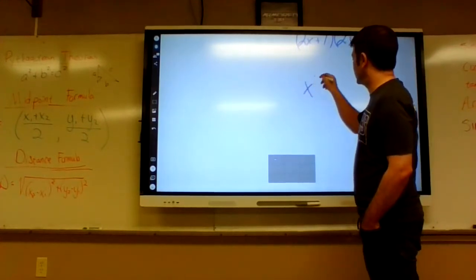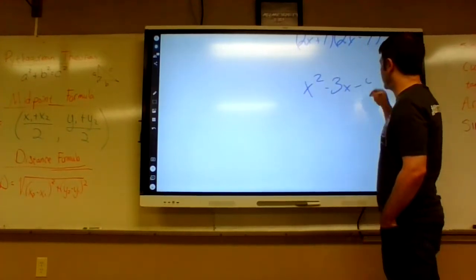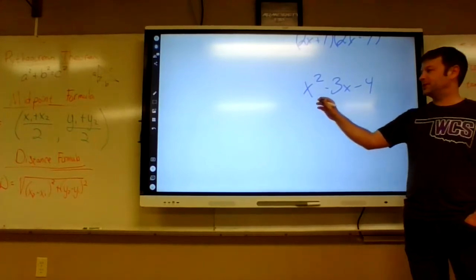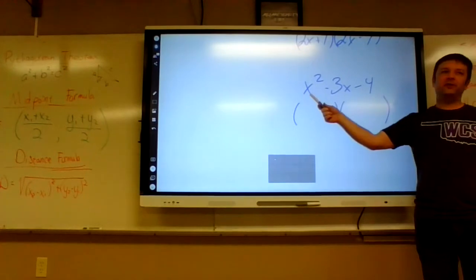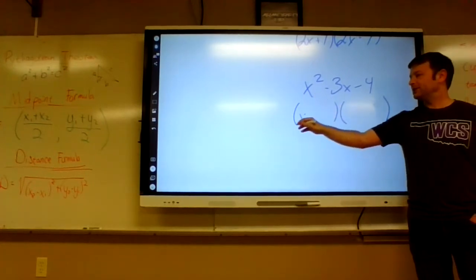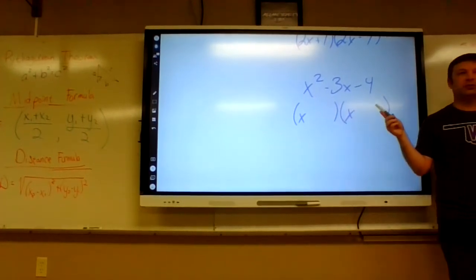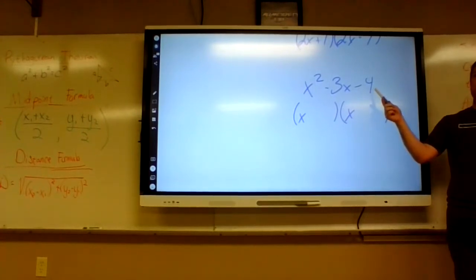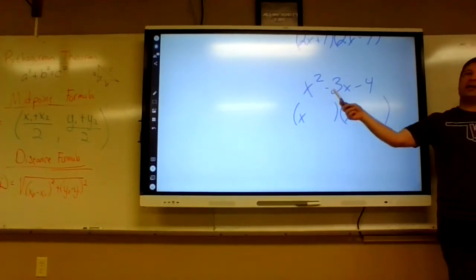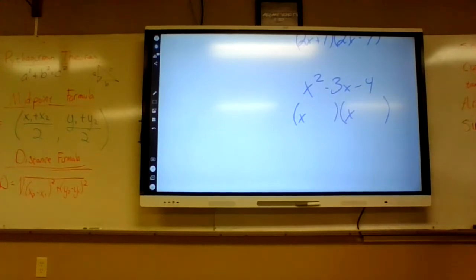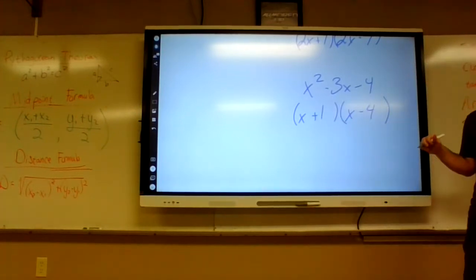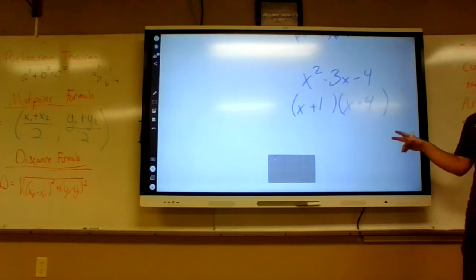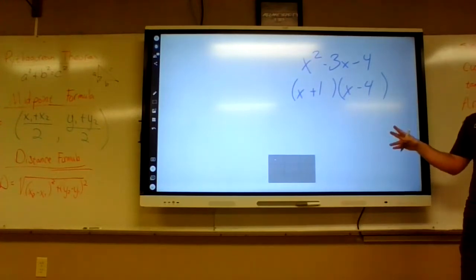And then we did something like this. 3-term factoring. We probably did these the most. Do you guys remember these? What goes in the front? x times x. What goes in the back is what multiplies into negative 4 that adds up to negative 3. 1 and negative 4. Okay, and so that was the easier kind of 3-term factoring.